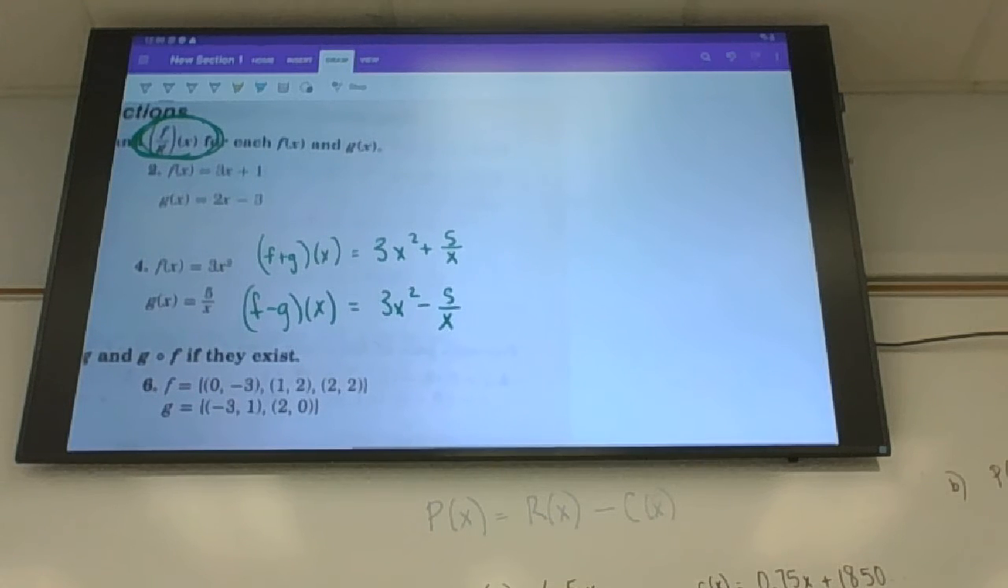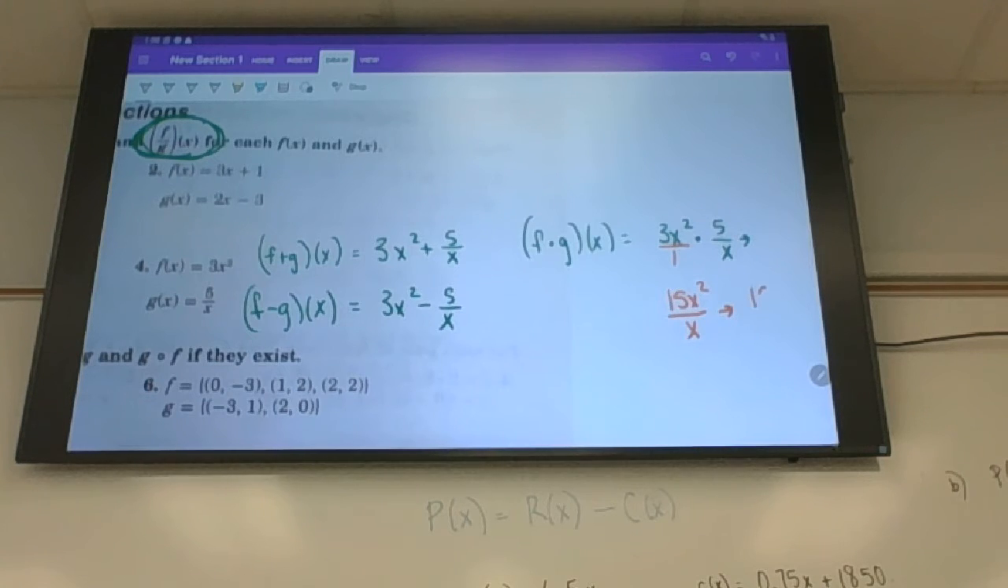So now we'll do F times G. And so that's 3x squared times 5 over x. So this first function isn't a fraction, so I can put it over 1. 15x squared over x, and then reduce it, 15x. I wish you could say that every time a fraction comes up. Yeah.